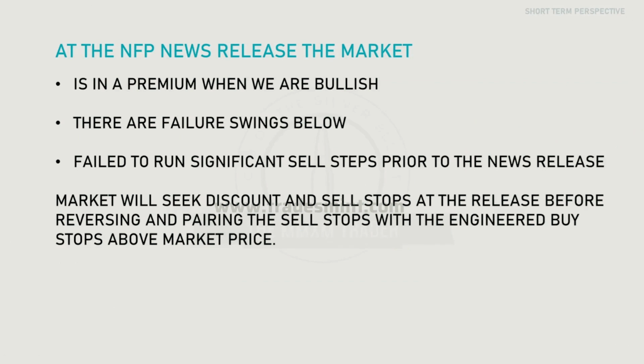So at NFP release, the market is in a premium when we are bullish. So what is more likely that it will do? So if it's in premium, it's more likely to drop back into discount with the news release, right? But there has to be failure swings below us, which is the case in the previous chart, right? And then it failed to run those significant sell stops prior to that news release. So the market will seek discount and sell stops at the release before reversing, and then pairing those sell stops up with those engineered buy stops above marketplace.